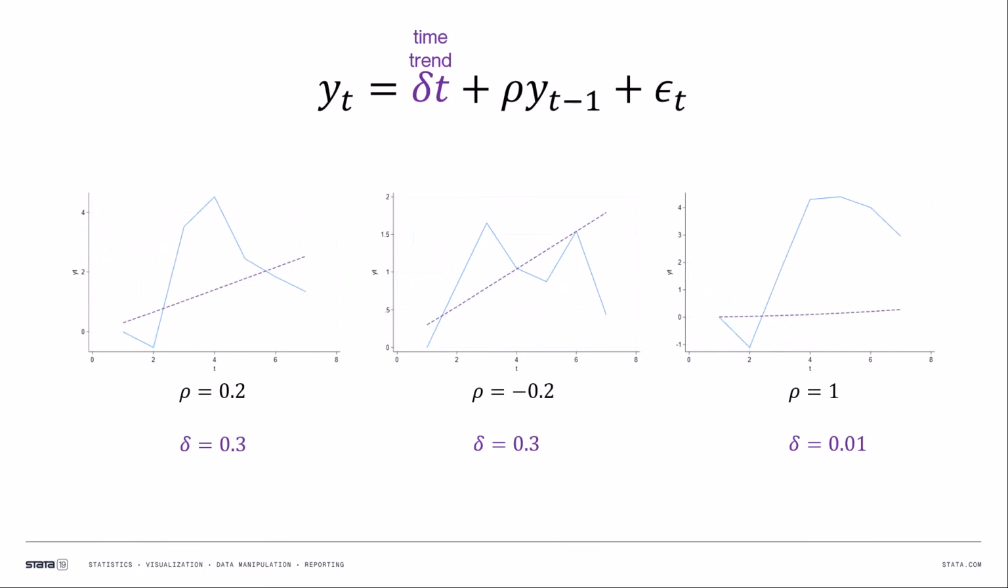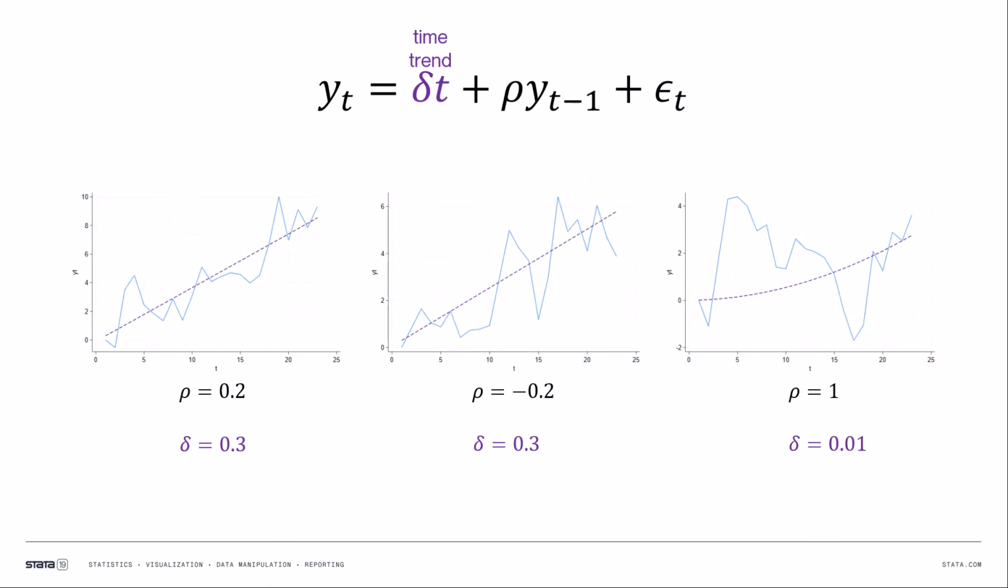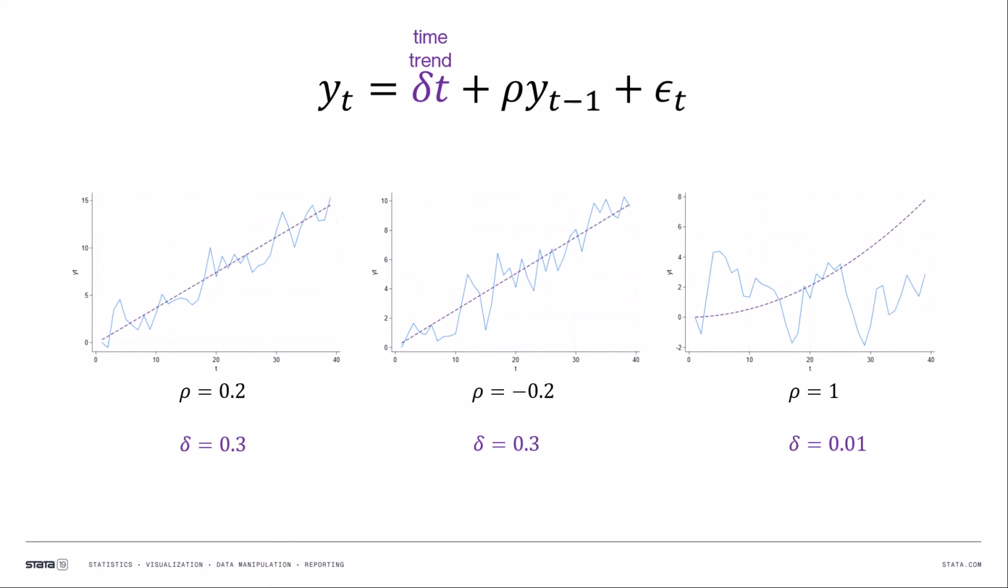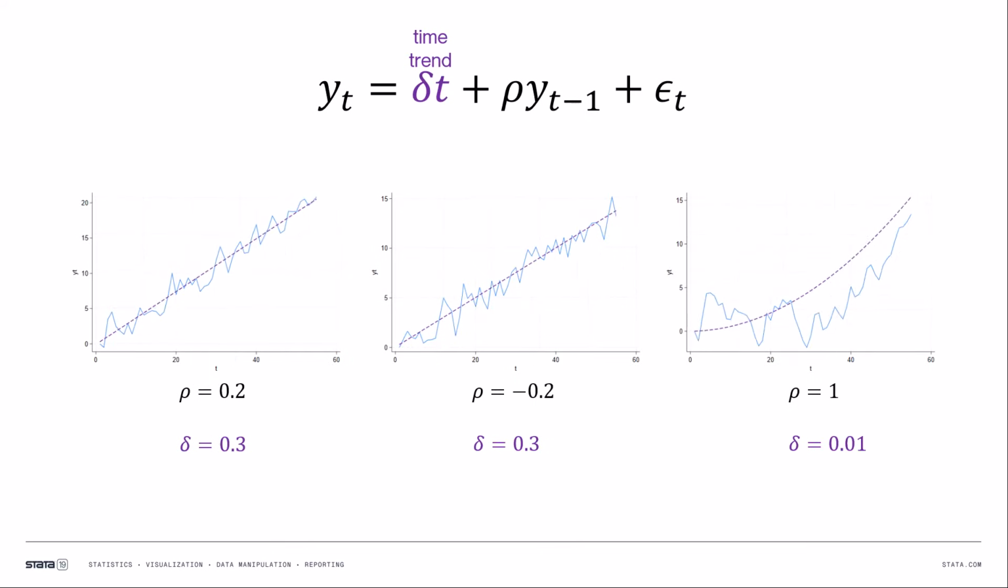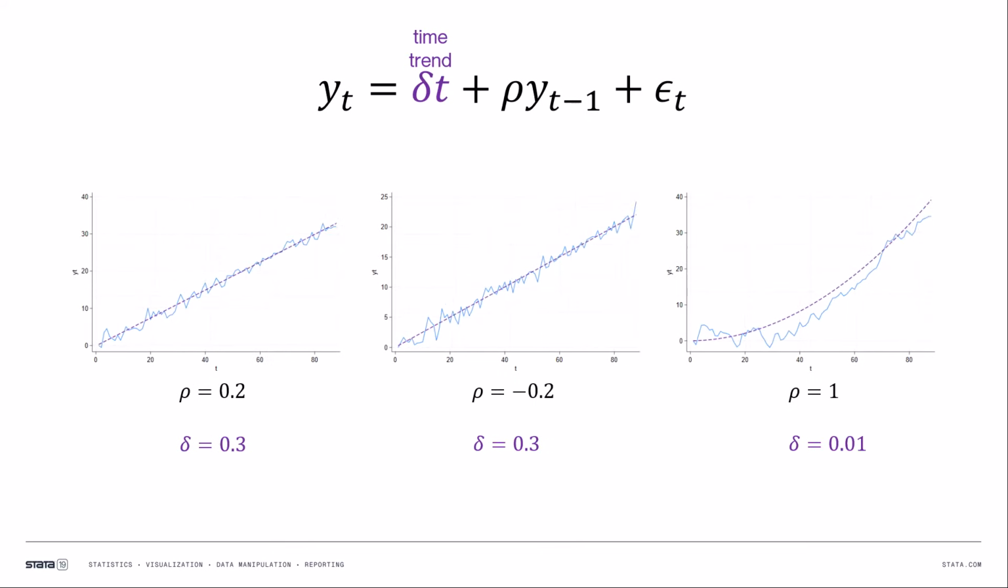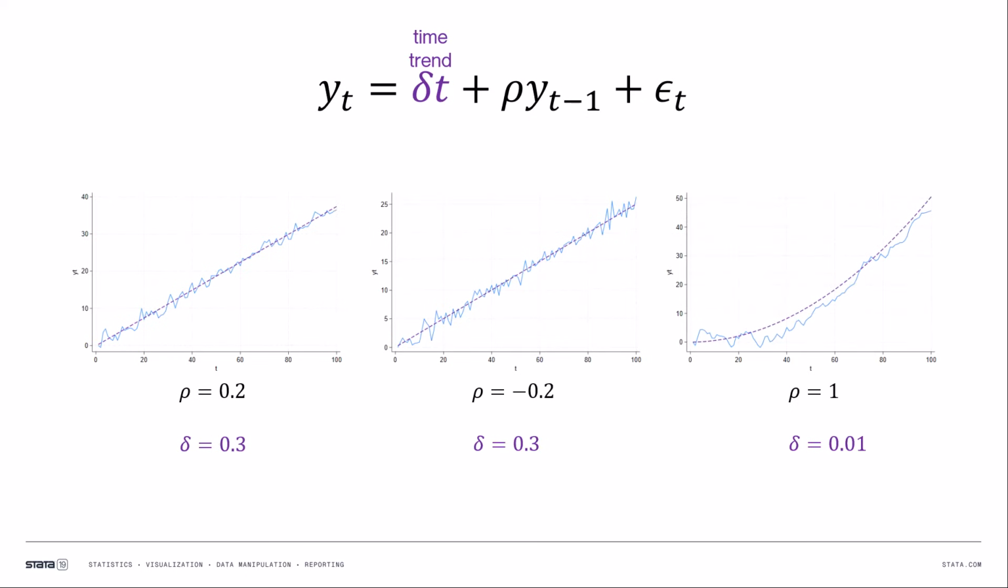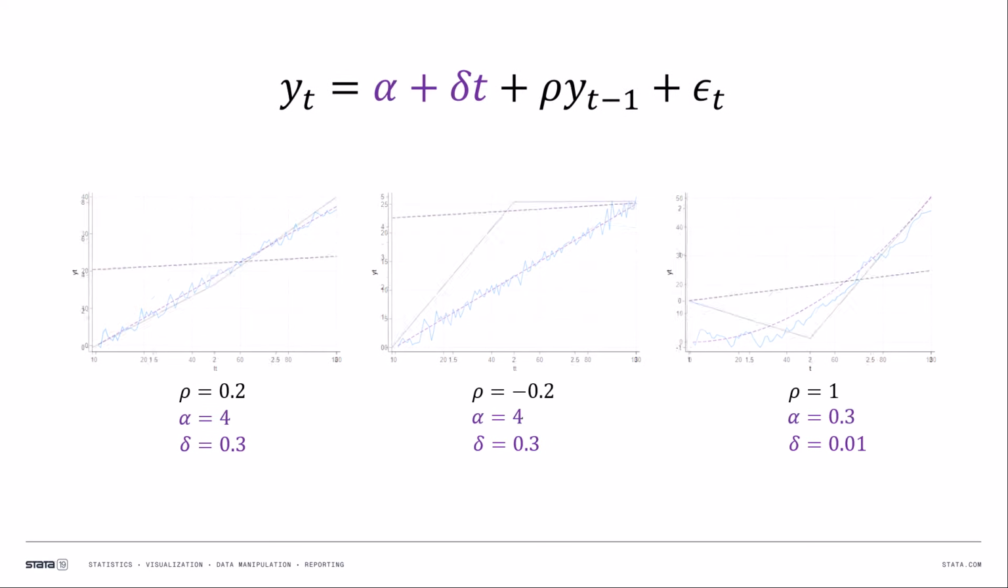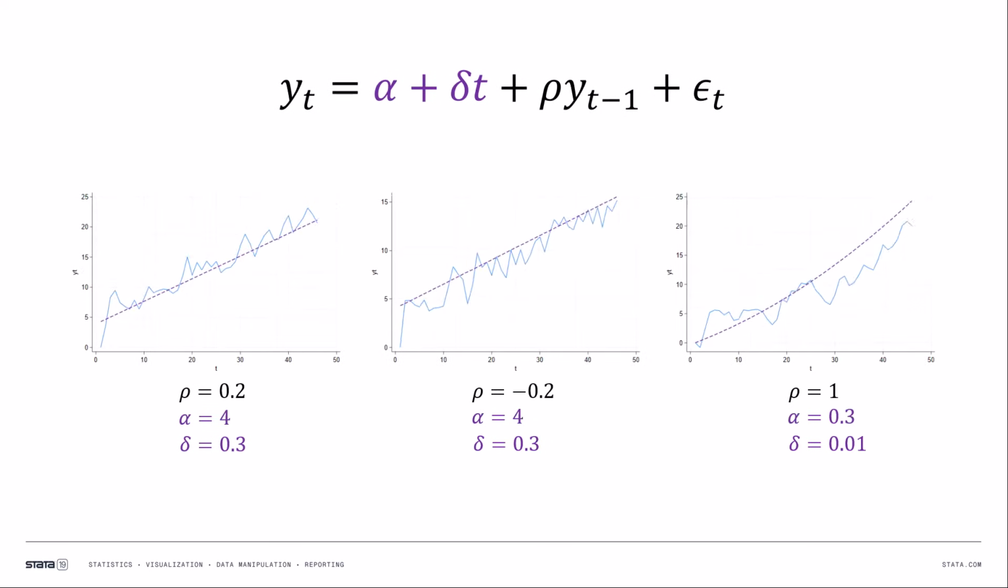A time trend causes the mean of all three series to change over time. Here we have added a linear time trend to the equation, and you can see that the effect for the unit root process is a new type of trending behavior, namely exponential growth, whereas the two stable series on the left now show linear growth. And it is of course possible for a series to have both an intercept and a time trend.